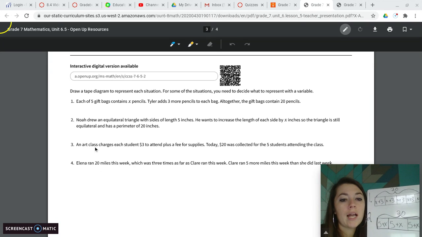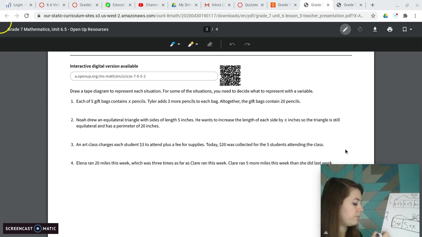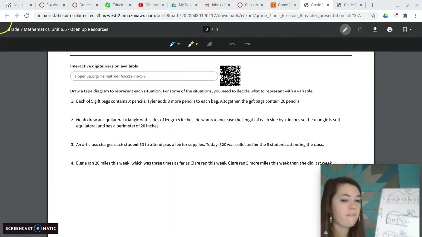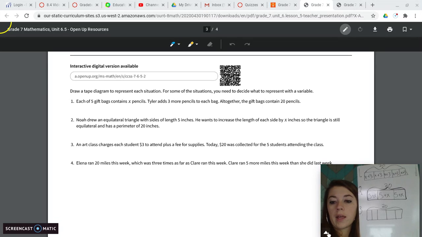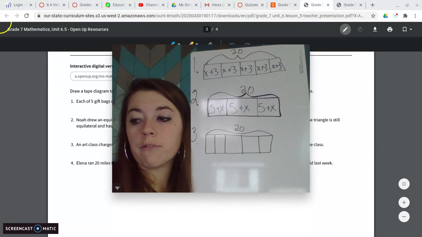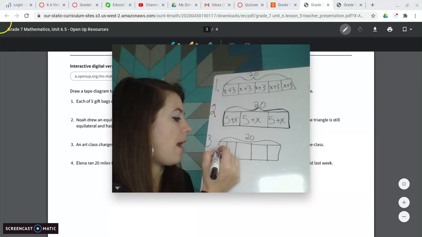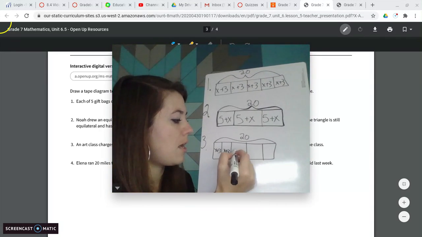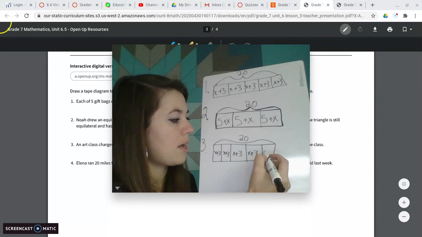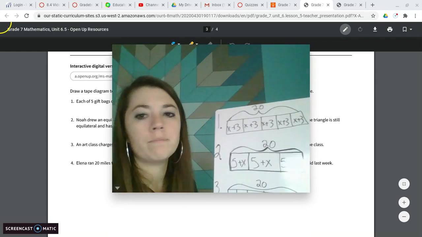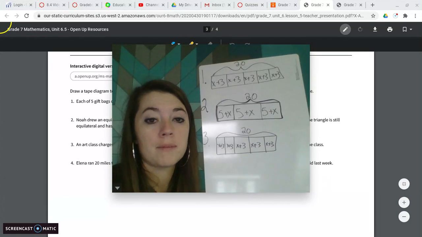All right, number 3. An art class charges each student $3 to attend plus a fee for supplies. Today, $20 was collected for the 5 students attending the class. So 20 is collected. We have 5 groups. I know my groups aren't overly equal. And it's charging $3 for each student plus a fee for supplies. So we're going to have x plus 3, x plus 3, x plus 3, x plus 3, x plus 3. What do you notice? 3 and 1 are the exact same equation. They're the exact same tape diagram.